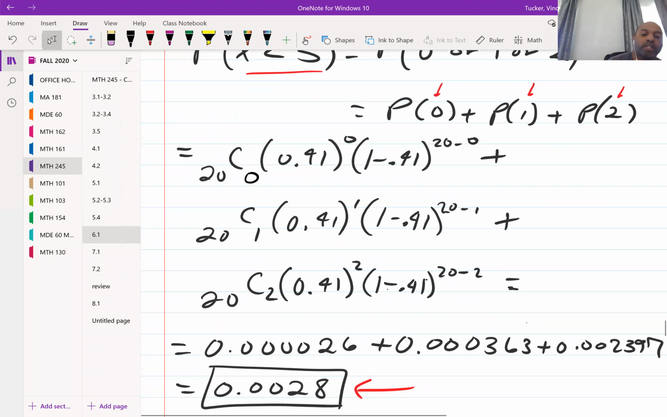Then you get those decimal values for each: 0.000026, 0.000363, 0.002397. Add those together, you get 0.0028. And then MyMathLab will let you know to what decimal place they want the answer, or if they give you those words like we just finished mentioning.